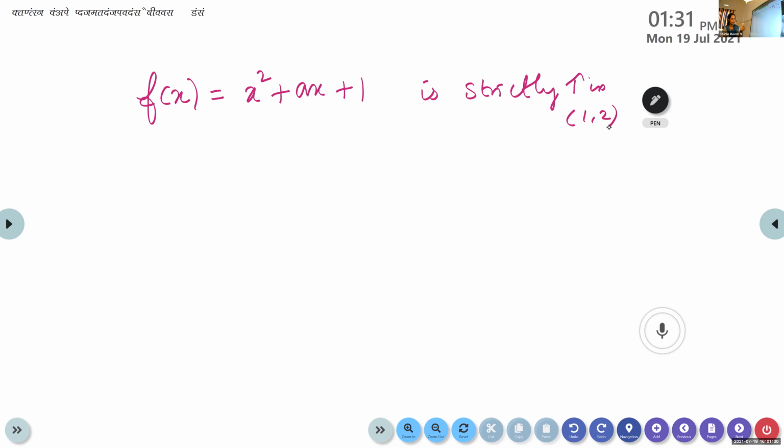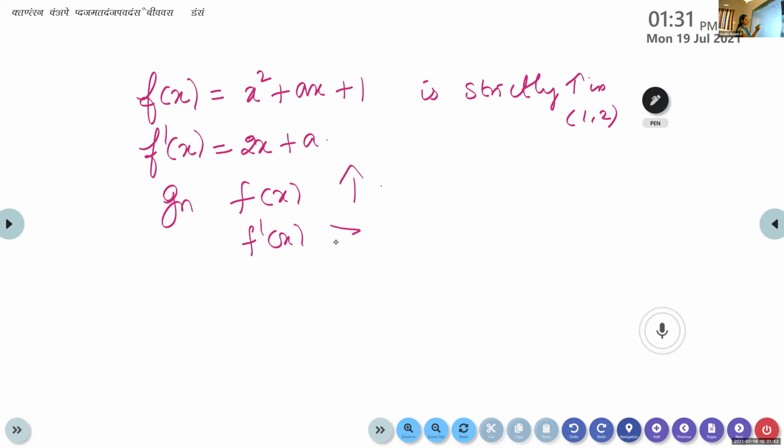What is meant by least? The minimum value, the smallest value for a that we have to consider. So find out f dash of x. F dash of x is 2x plus a. Now it is given f of x is increasing. F of x is increasing means f dash of x is positive, isn't it? F dash of x will be greater than 0.